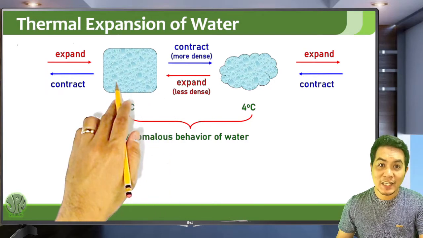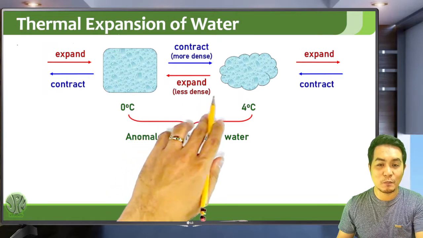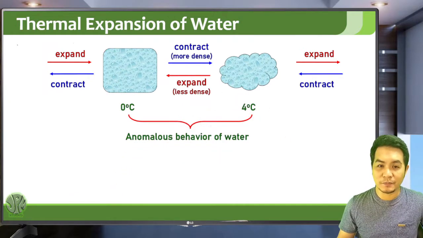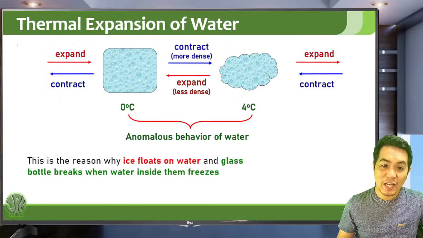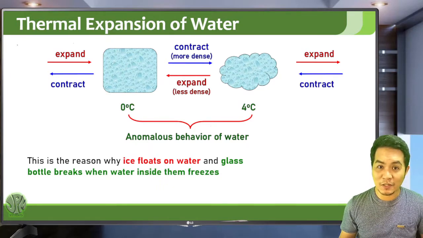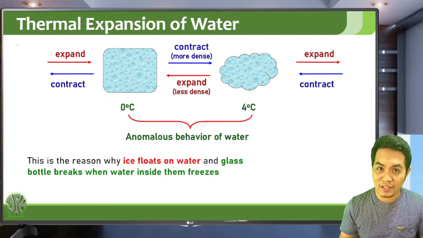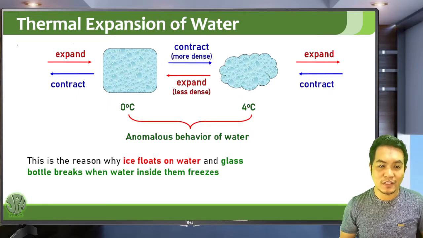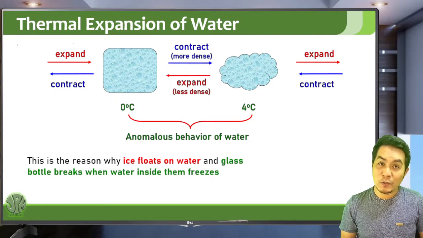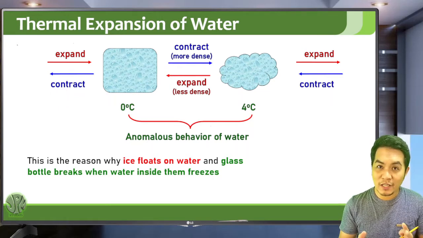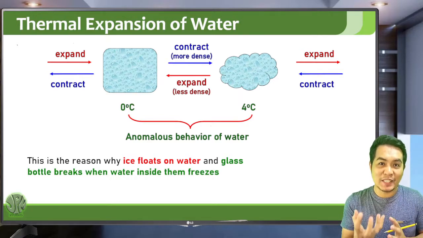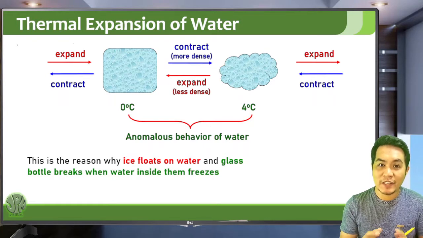So ice at 0 degrees Celsius is actually less dense as compared to water. That's the reason why ice floats on water, because it's less dense than water. Anything that is less dense than water will float on the surface of the water. And this is also the reason why a glass bottle with water inside it will break if you place it inside a freezer, because the glass container or the glass bottle will contract, but the water, which becomes ice, will expand. And if your container is glass, then it will break.